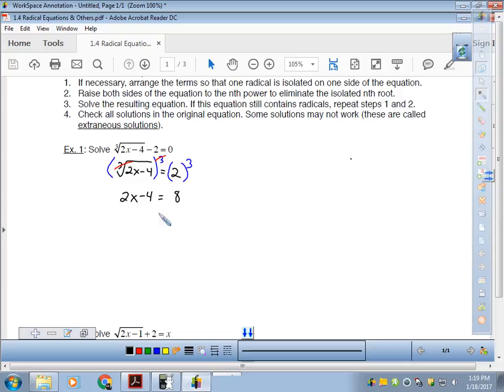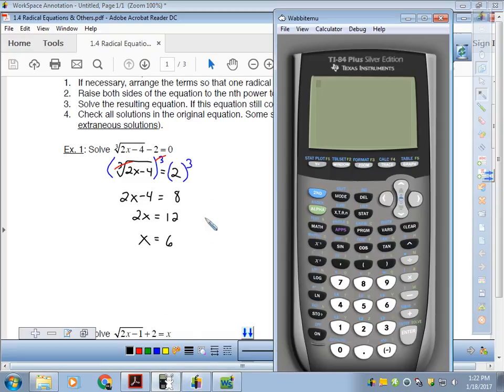Okay, now we just need to solve this equation. There's no more radicals, so we just solve it like normal. We'll add the 4 across and say 2x equals 12. And then divide both sides by 2, and we will get x equals 6. Now we do want to check that answer, so we're going to go to our calculator to check it.